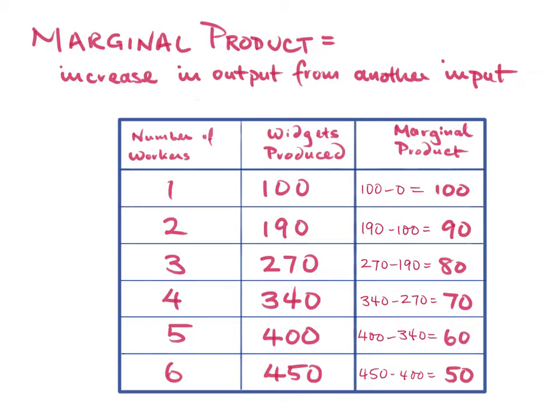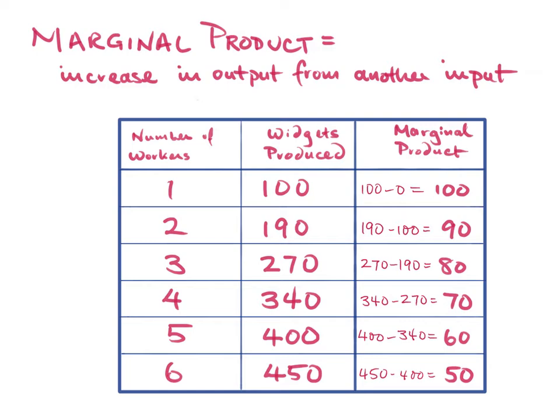By the way, it is important for you all to understand how to calculate the marginal product of each worker. And it's very simple. It's the change in output when the firm added this worker. When the firm added the fifth worker, output changed from 340 to 400. So output increased by 60 when the firm added the fifth worker.